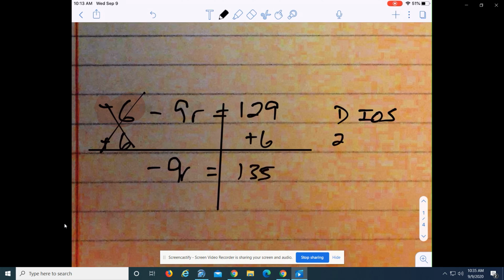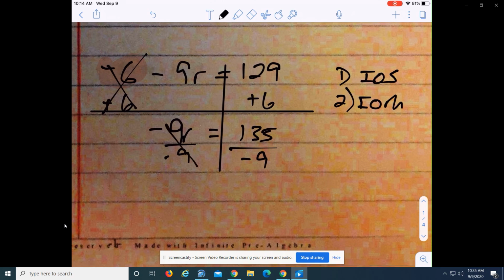The second step is negative 9 times r is what that means, so I'm going to do the inverse of multiplication. I'm going to divide by negative 9. What happens is the negative 9's cancel, r drops down by itself, and then 135 divided by negative 9. A positive divided by a negative is a negative. 135 divided by 9 is 15. Again, you're more than welcome to check Desmos. So you have r equals negative 15. I would enter negative 15 in on Canvas.